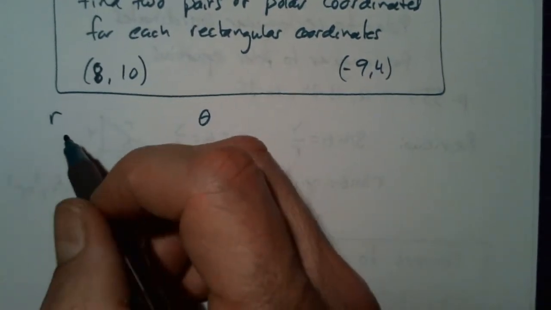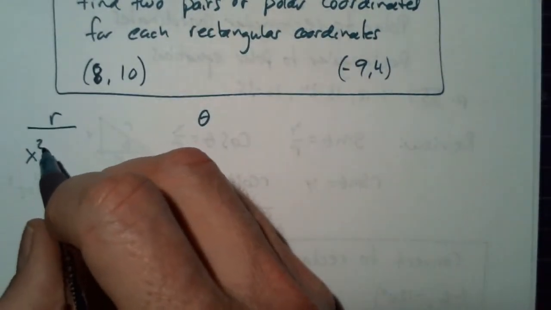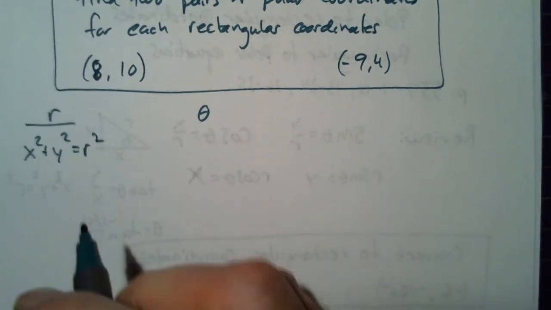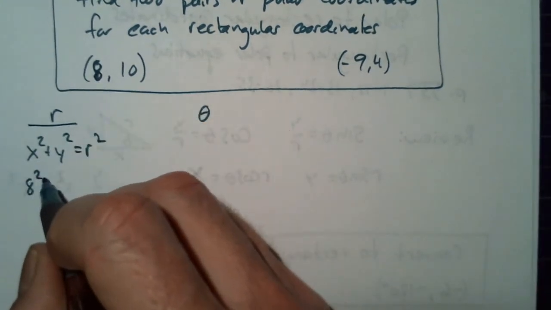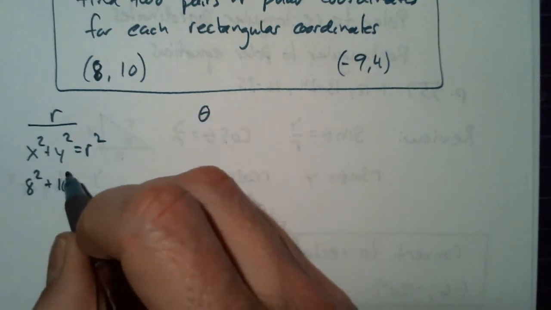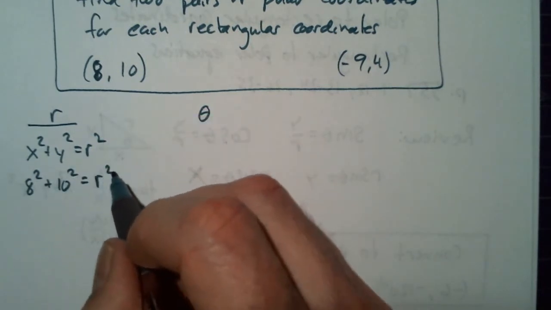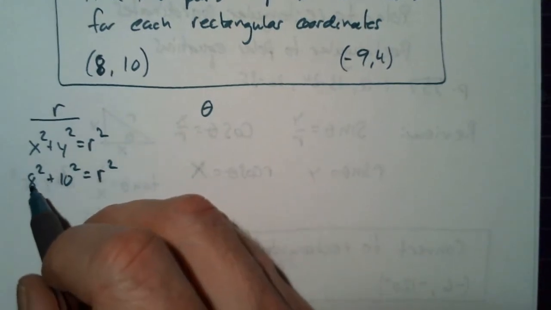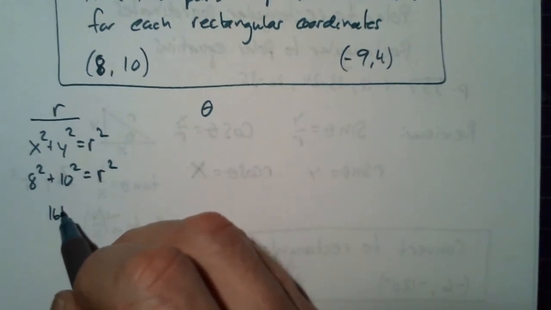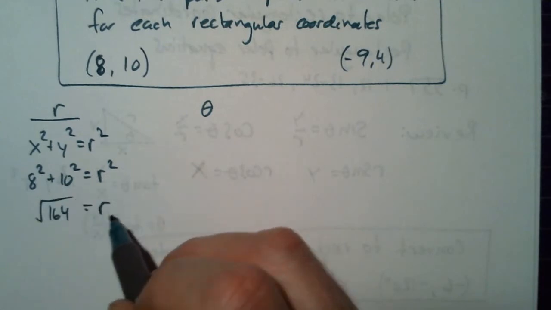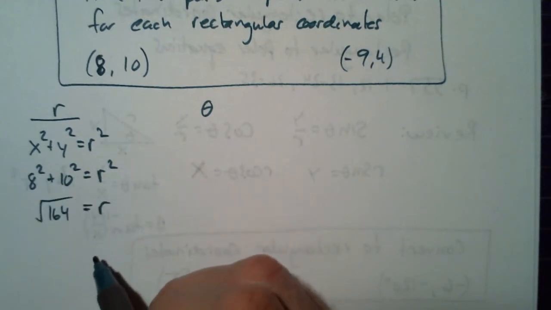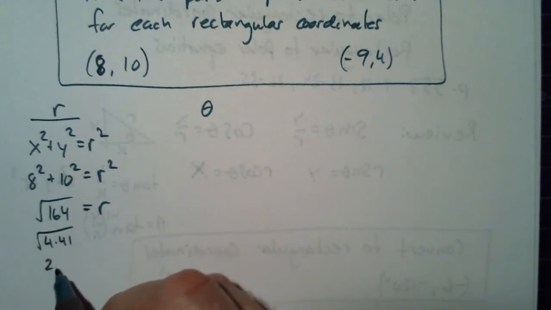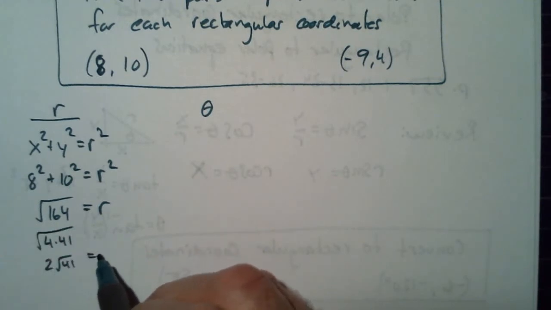So to find r, we have x squared plus y squared equals r squared. Then we just solve for r squared. 64 plus 100, 164. So r is the square root of 164. This is 4 times 41, 2 radical 41.